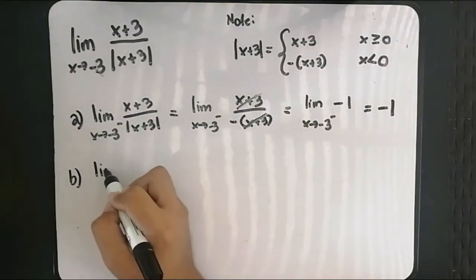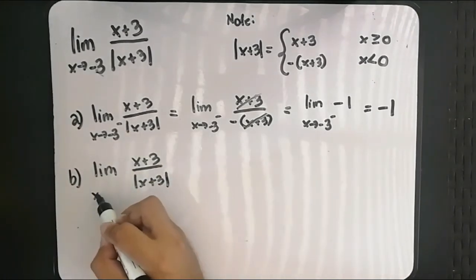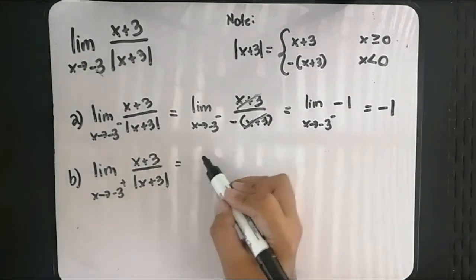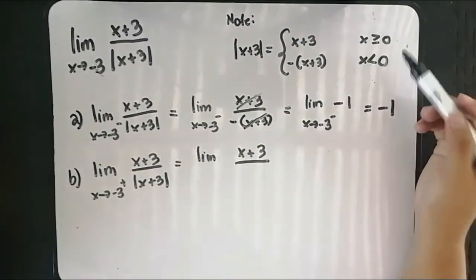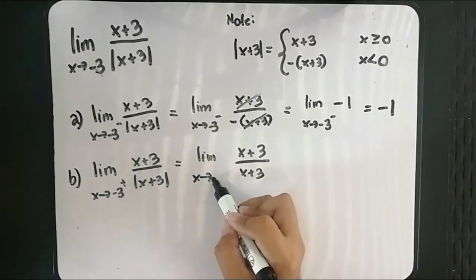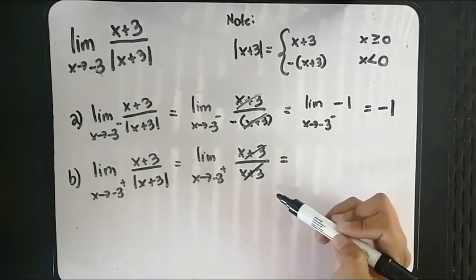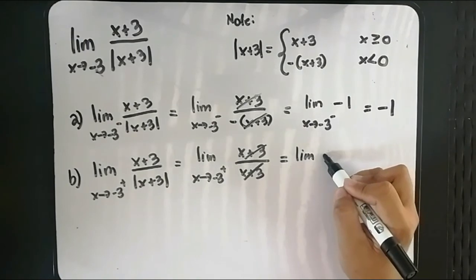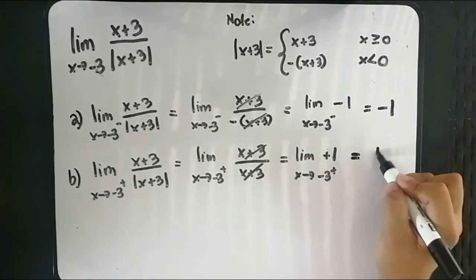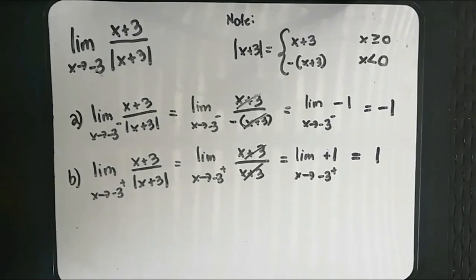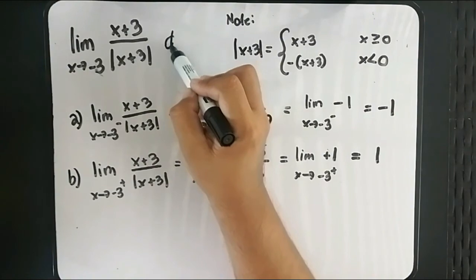For the second part, the limit of x plus 3 over the absolute value of x plus 3 as x approaches negative 3 from the right. From the right ang hinahanap, so eto dapat, x plus 3 as x approaches negative 3 from the right. Again, this is in the indeterminate form 0 over 0. Pwede natin actually i-cancel kasi meron naman siyang factor, which leaves us the limit of positive 1 as x approaches negative 3 from the right. And that is equal to 1, the limit of a constant is the constant itself. Observe that the limit from the left and from the right are not equal. Therefore, we say that the limit here does not exist.